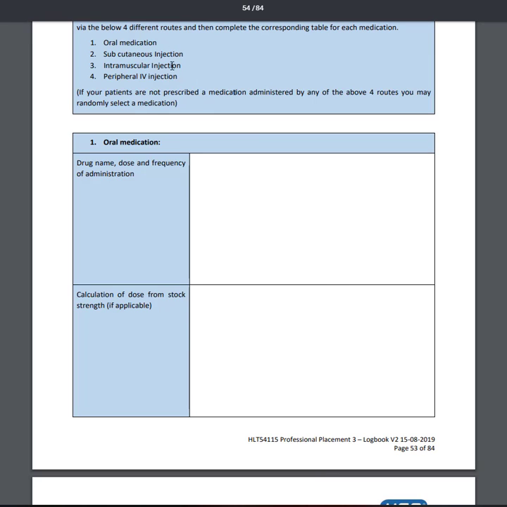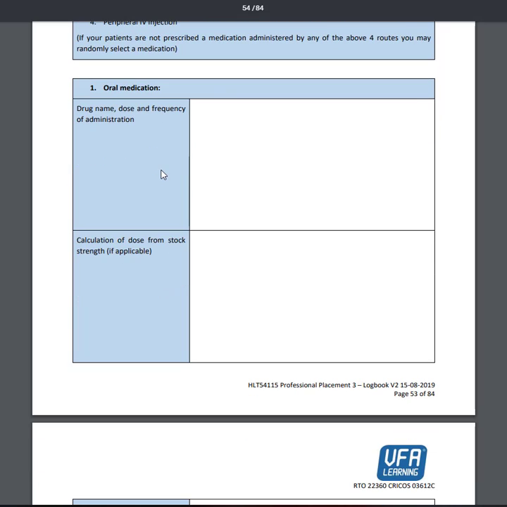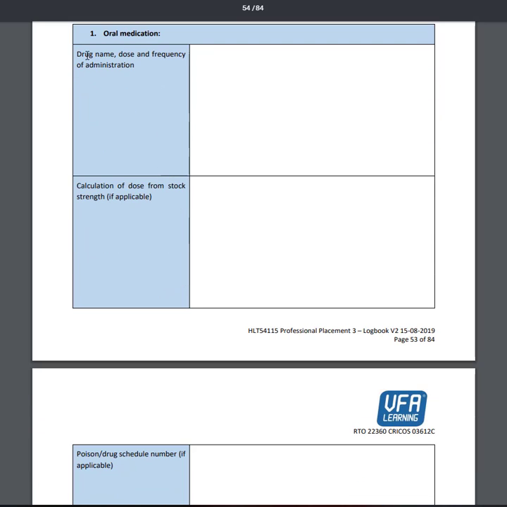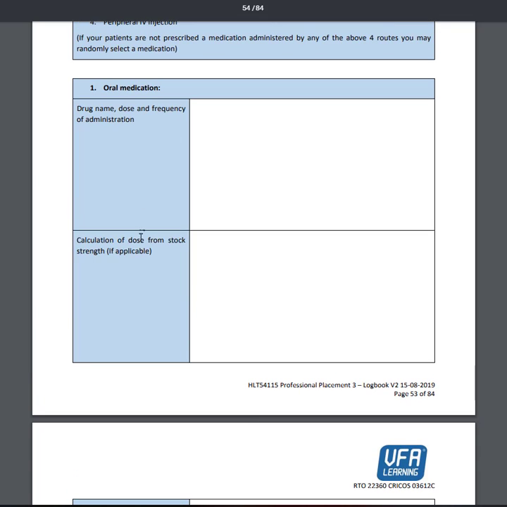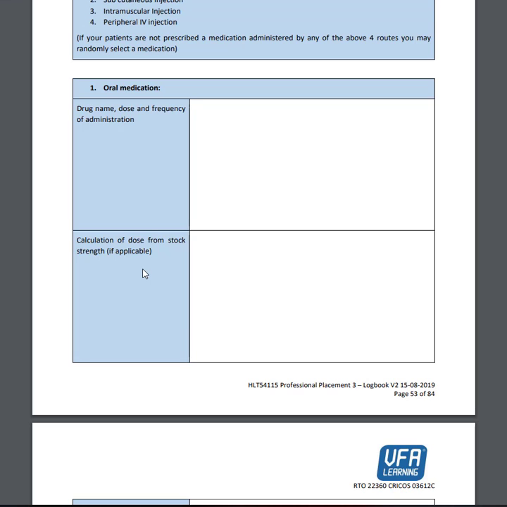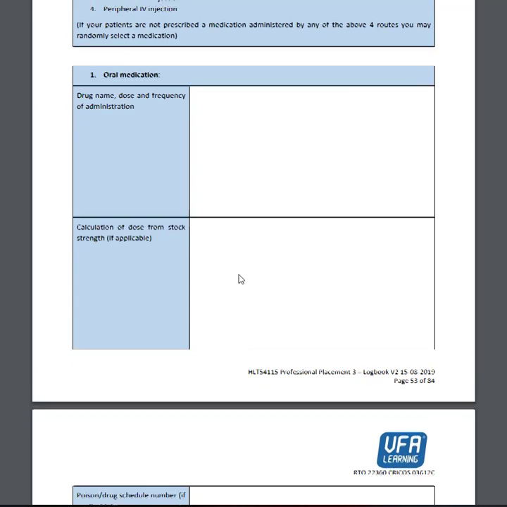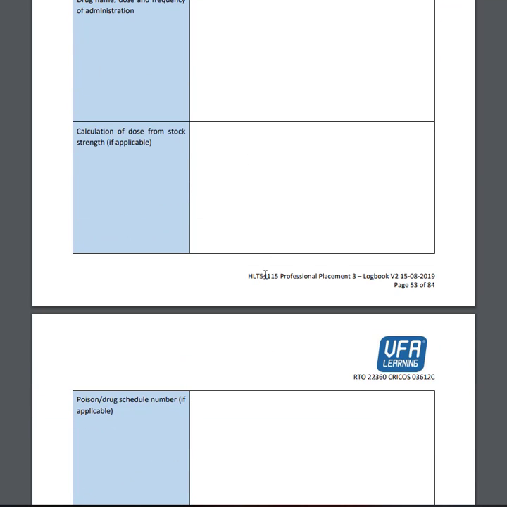For each of the 4 medication routes, the medication, you're required to do this reflection. So basically the drug name, dose, the frequency and administration that's required, as well as a calculation of the dose from the stock strength if it's appropriate. So if you have a medication that you have to do a drug calculation, then this is what we want you to record in here. If not, then that's obviously not applicable.